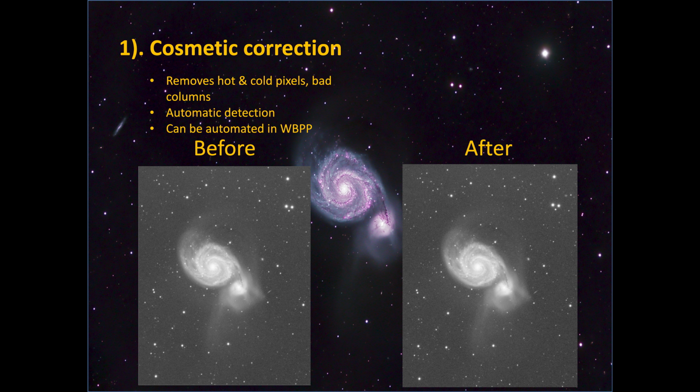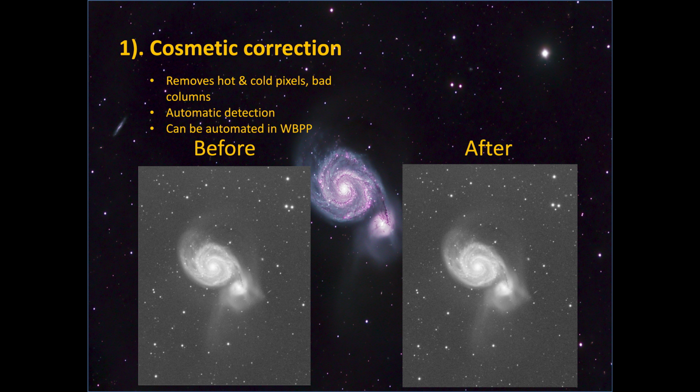In PixInsight, it's pretty streamlined. What it'll do is you set thresholds high and low for hot and cold pixel detection, and it's actually baked into the weighted batch pre-processing script now. It'll basically generate a defect map for your camera in your individual light subs, and it'll go through and scrub them all out.